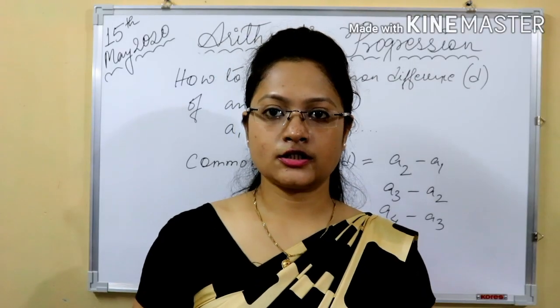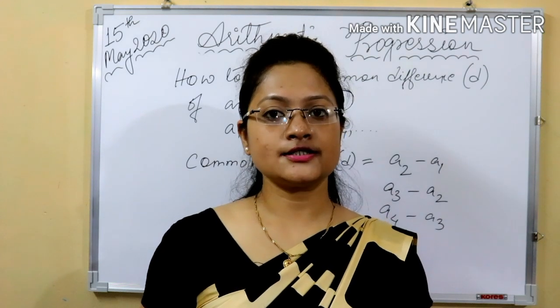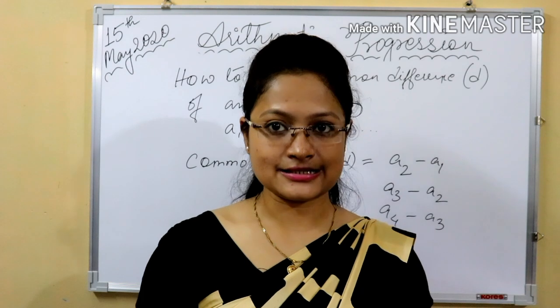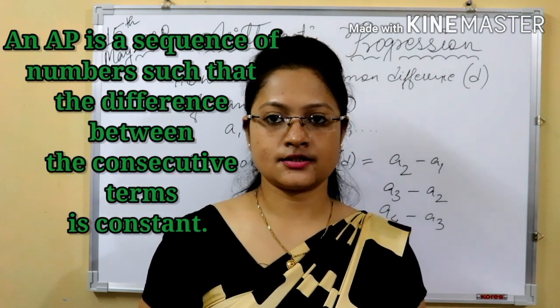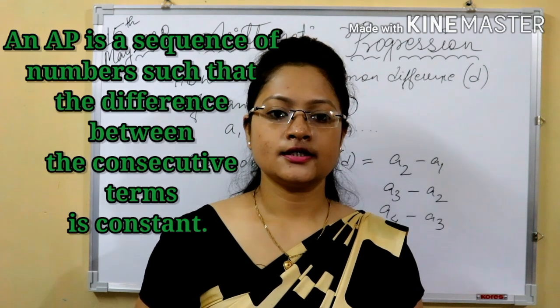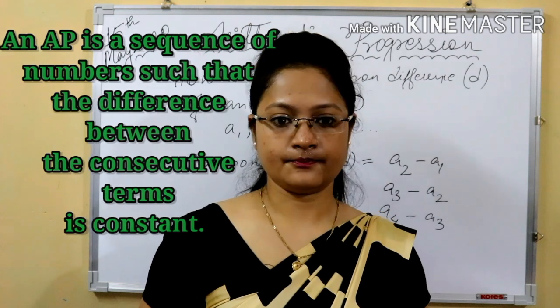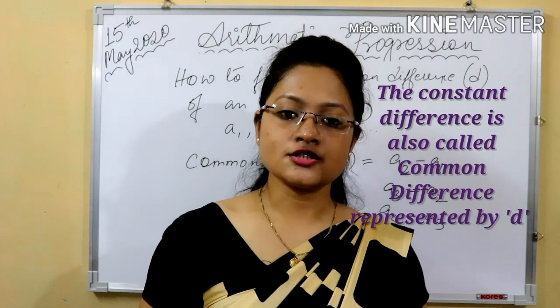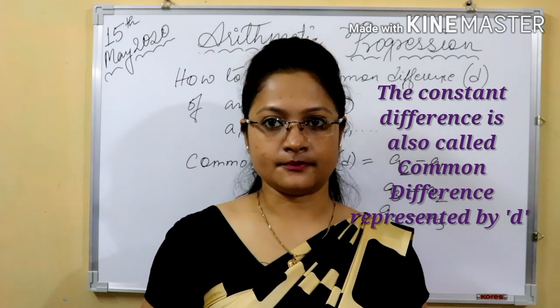So let us recall whatever we have understood today. We have understood what an arithmetic progression really is. An arithmetic progression or arithmetic sequence is a sequence of numbers such that the difference between consecutive terms is constant, and this constant difference is also called the common difference, represented by d.